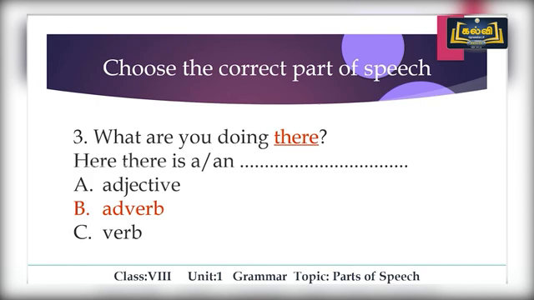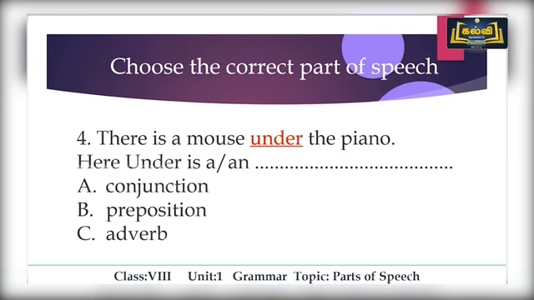What are you doing there? Here, there mentions about doing. So it is adverb, extra information about doing. We have learned that if it gives information about a verb, then it is adverb. There is a mouse under the piano. So under is a preposition here.